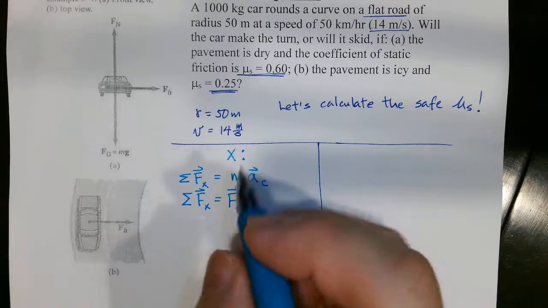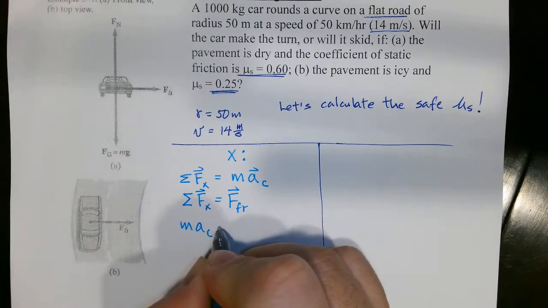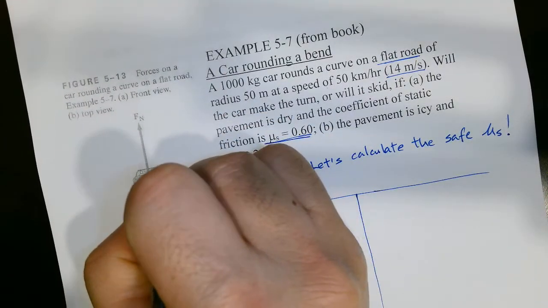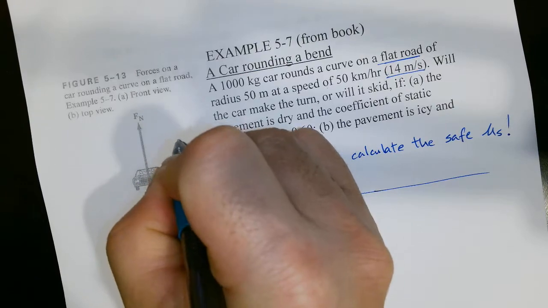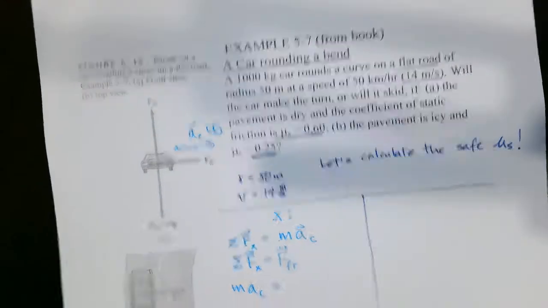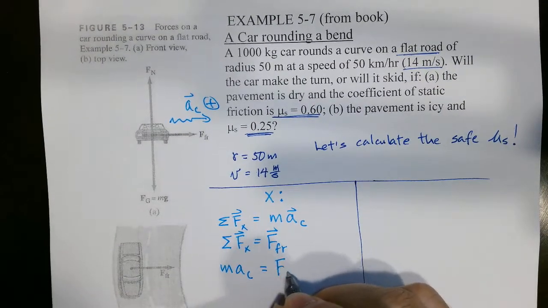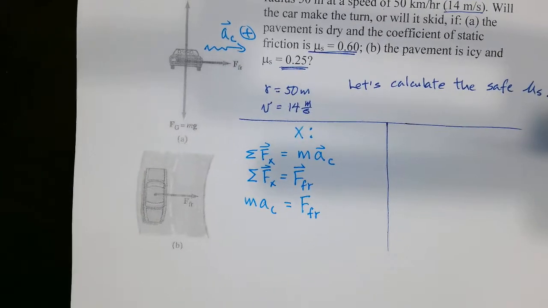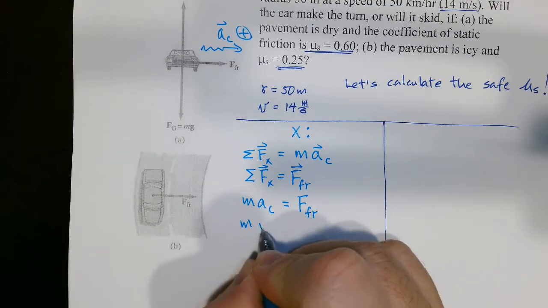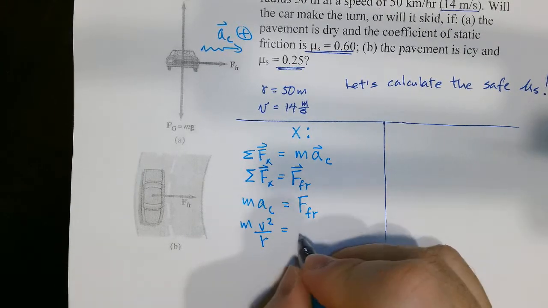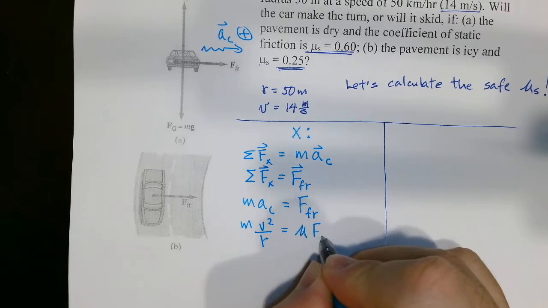So if I set them equal to each other, m a_c is equal to friction. The direction of a_c is this way, so that's the positive direction. And since friction is acting in the same direction as my a_c, this will also stay positive. Therefore, m v squared over r is equal to mu times the F normal.